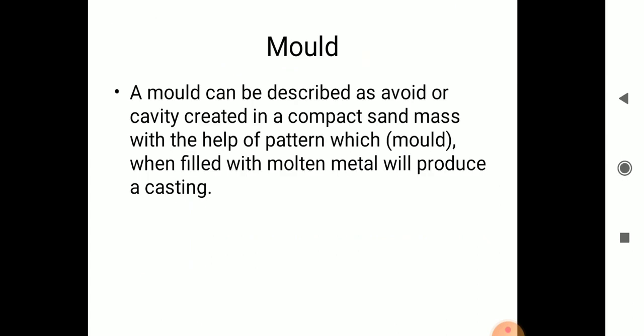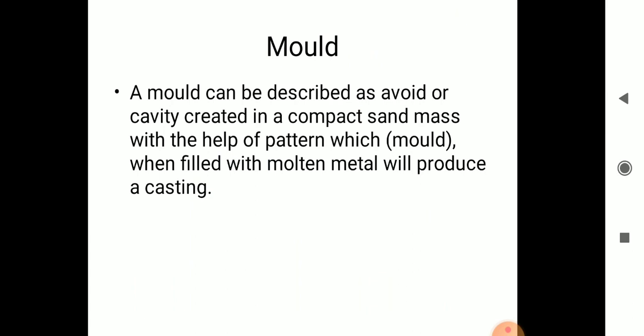Today, we are going to give a presentation on molding sand. First, we discuss the mold. What is a mold? A mold can be described as a void or cavity created in a compact sand mass with the help of a pattern, which, when filled with molten metal, will produce a casting. It is called molding. Then, what is molding? The process of making this cavity or mold in the compact sand is called molding.